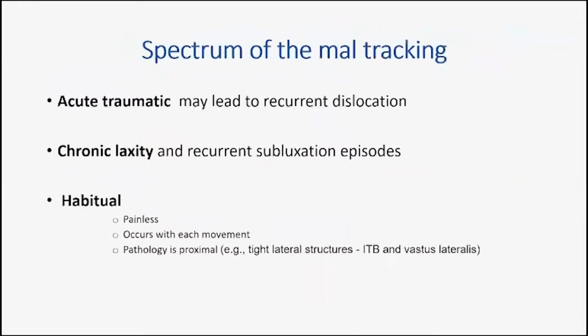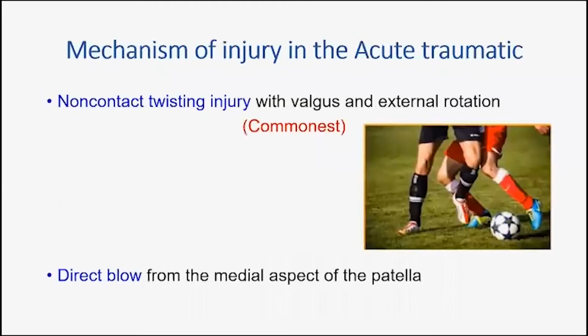We can have three types of patients complaining of maltracking: the patient with acute traumatic dislocation, which may lead to recurrent dislocation later on, and this occurs mainly in athletes, the young population, the adolescent group; and the chronic lax patients, which occur in women with malalignment, and the patient presents to us with recurrent subluxation episodes; and the habitual one, which is painless and usually occurs with each movement of the knee, and the pathology is mainly proximal, related to tight lateral structures. The most common mechanism of injury in the acute traumatic ones is a non-contact twisting injury with valgus and external rotation force to the leg. A direct blow to the medial aspect of the patella is less common.